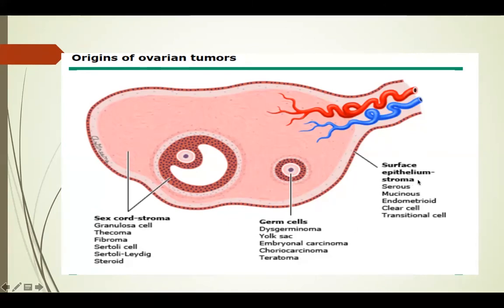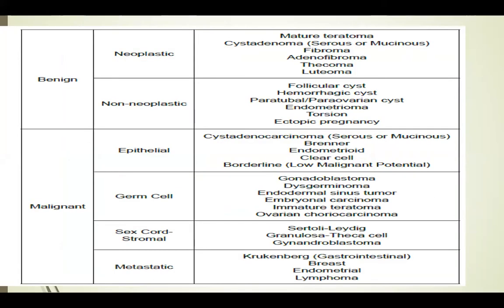From the surface epithelium stroma, we can have serous, mucinous, endometrioid, clear cell, and transitional cell, but those are more in adolescents and adults. This table will show the differential diagnosis, benign and malignant. So for benign, mature teratoma, cystadenoma, fibroma. Each cell line will have the benign and the malignant. Non-neoplastic will be the functional cyst and paratubal para-ovarian cysts, but those are less common in children. Malignant, as we mentioned before, could be from any cell type.